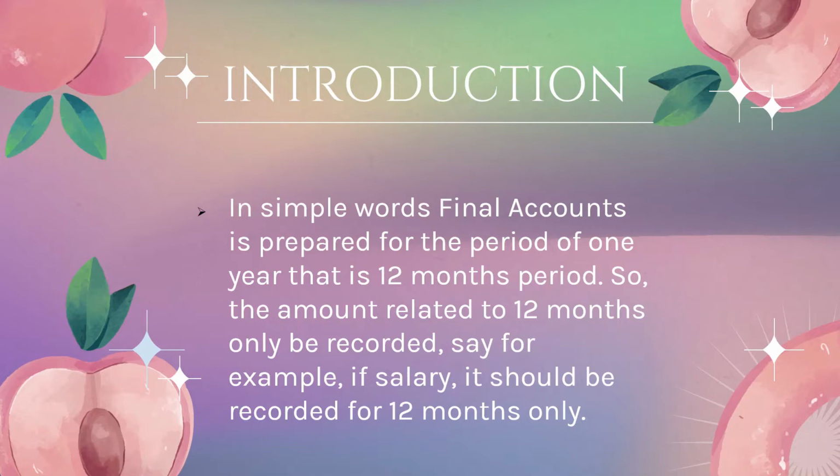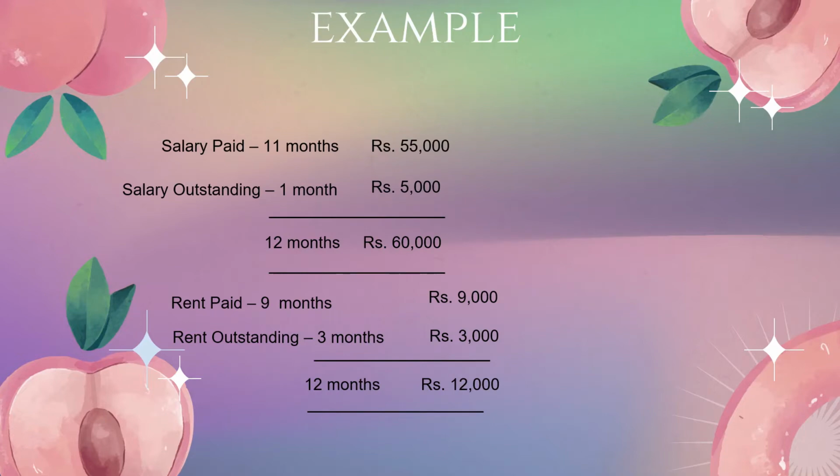For example, if you are recording salary, it should be for 12 months. Suppose salaries are paid for 11 months, and only 1 month's salary is not paid, but that belongs to this accounting period. So what you should do is write it as outstanding salary, 1 month, and add it to the salary paid, and show the 12 months' salary.